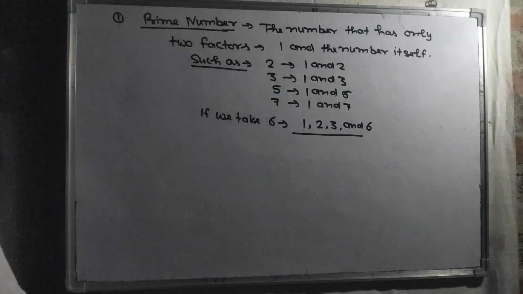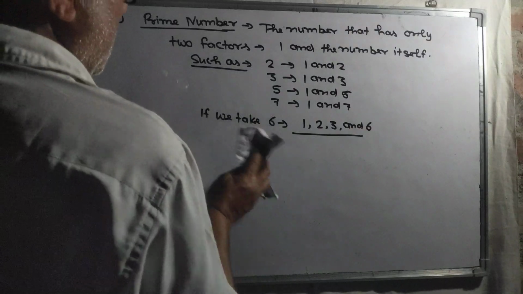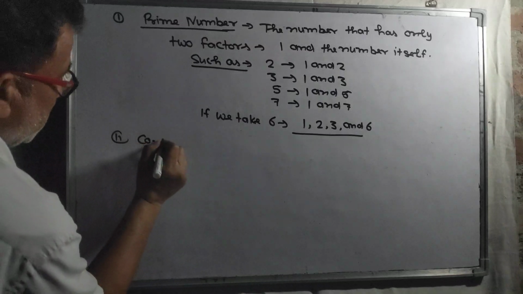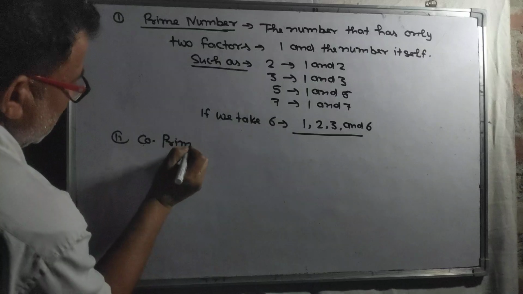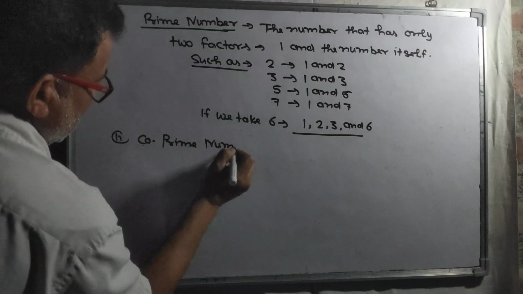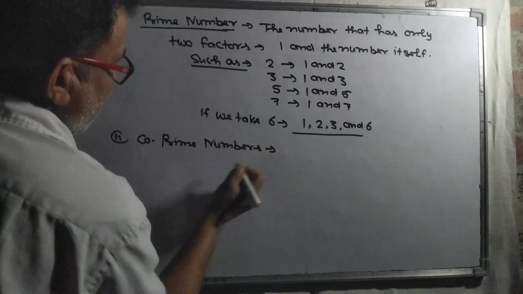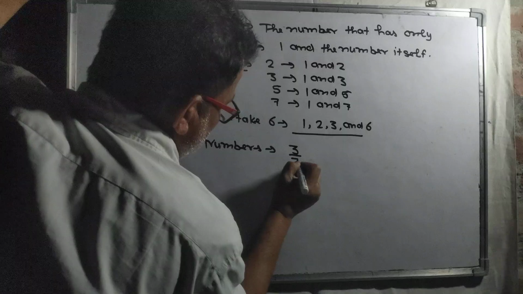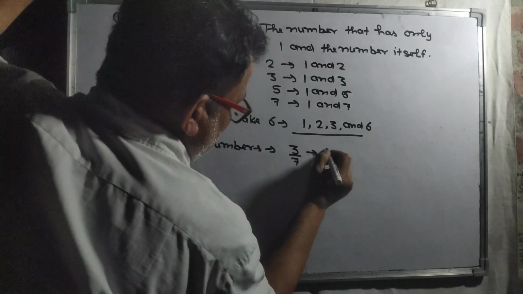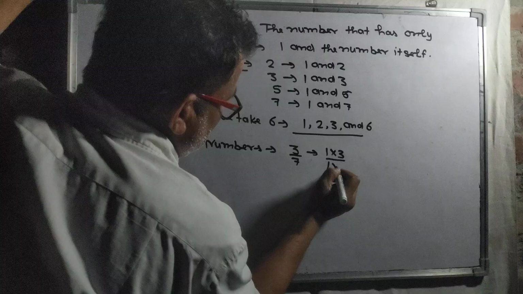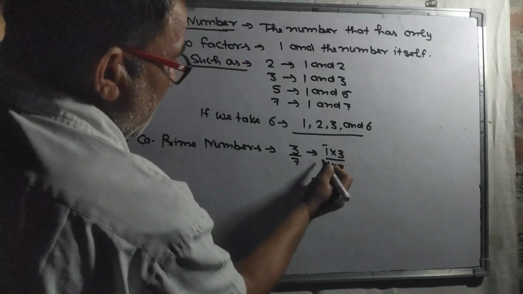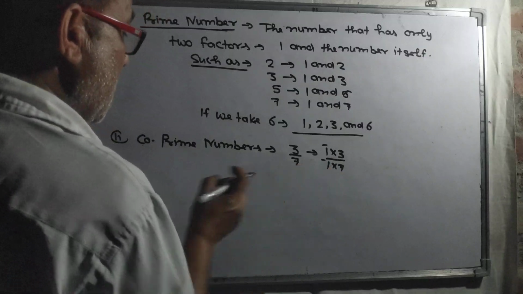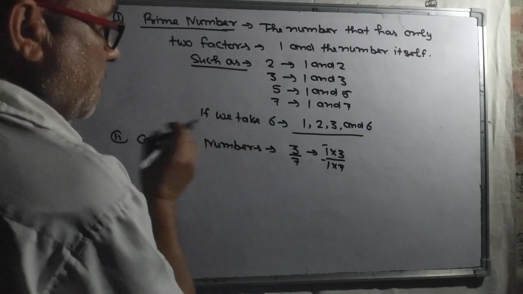After that, I'll tell you about co-prime numbers. A co-prime pair is, for example, 3 and 7. The factors of 3 are 1 and 3, and the factors of 7 are 1 and 7. Only 1 is common. So numbers which do not have any common factor other than 1 are called co-prime numbers.